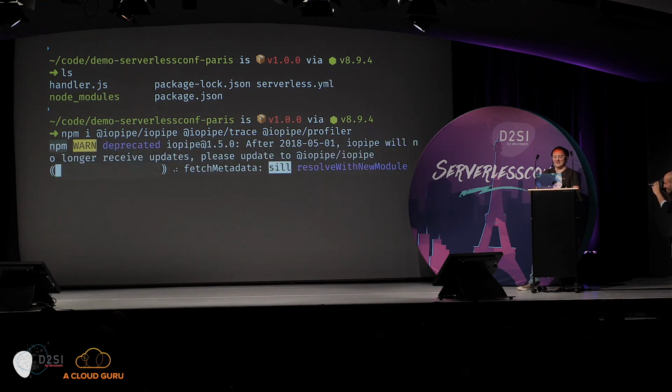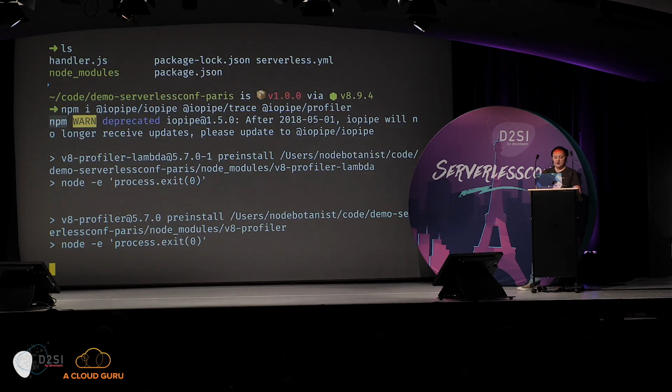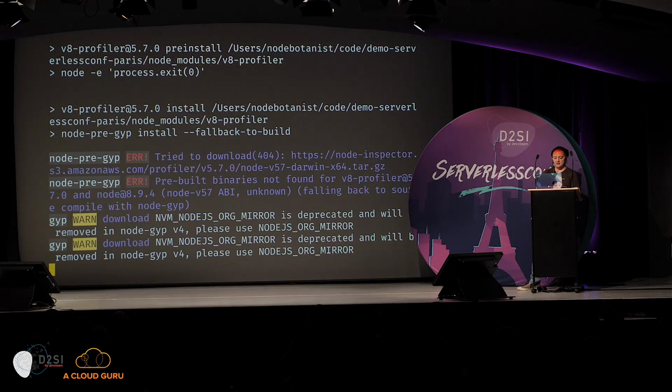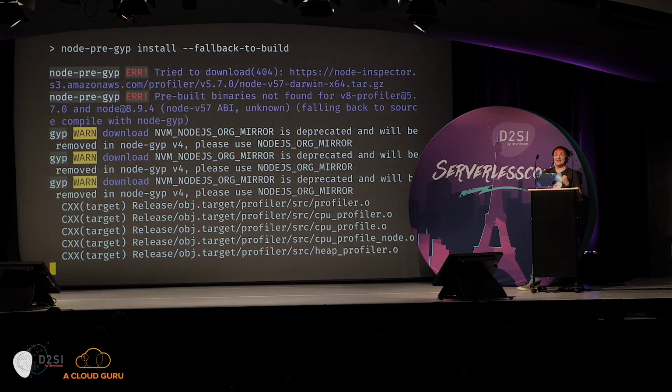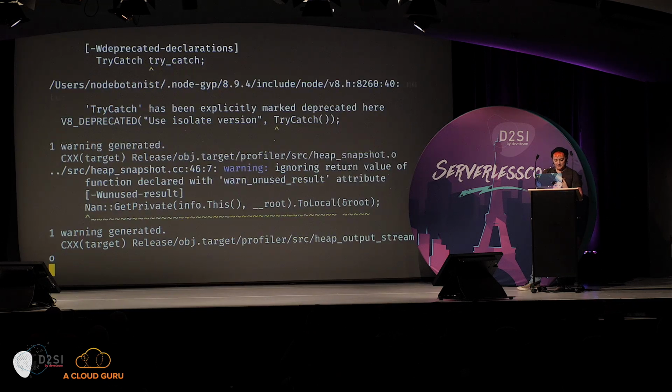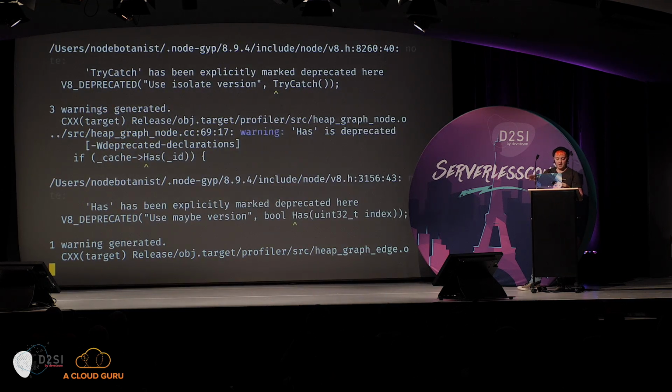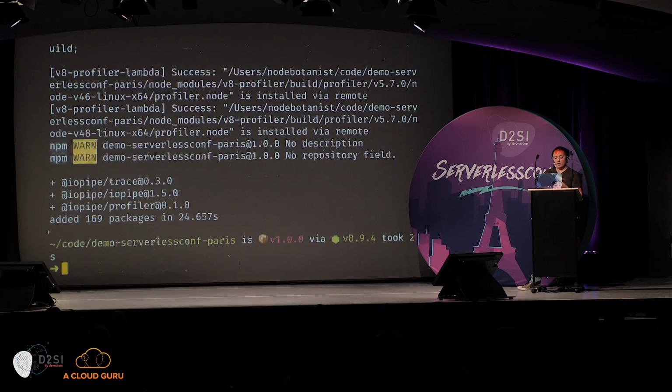I'm going to rely on the internet here. All right, fantastic. NPM 5 is so much faster. Yes. All right. Warnings. I don't care about those. Just hurry up and install. Come on. There we go. Okay. So I have IOpipe installed.